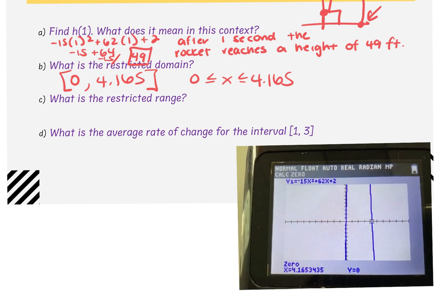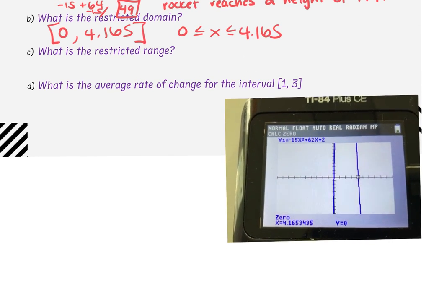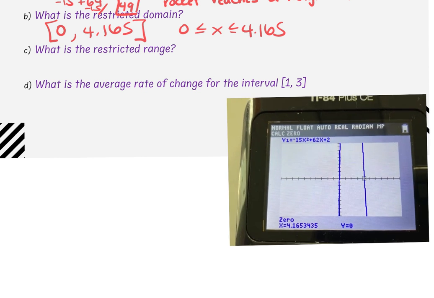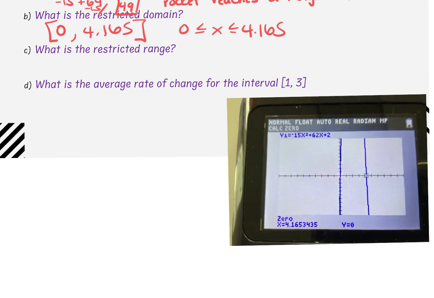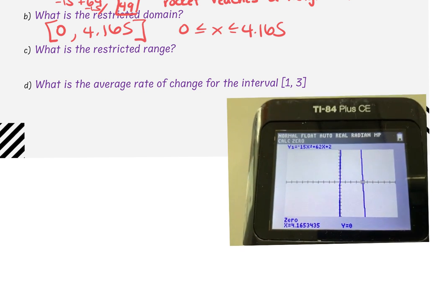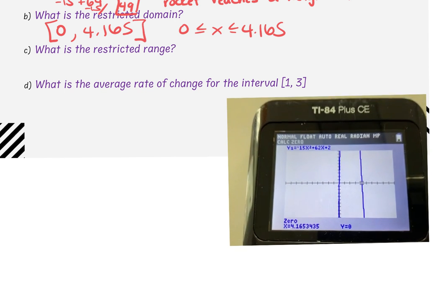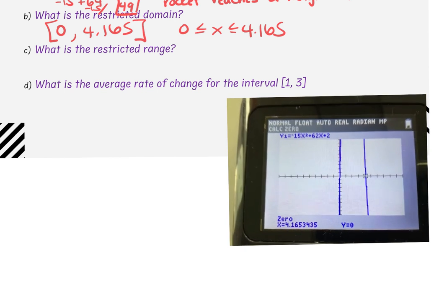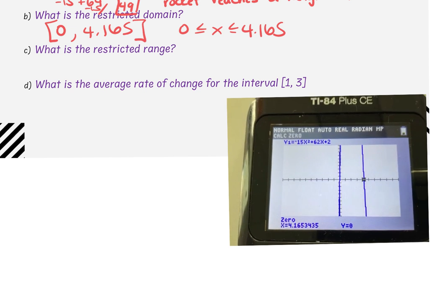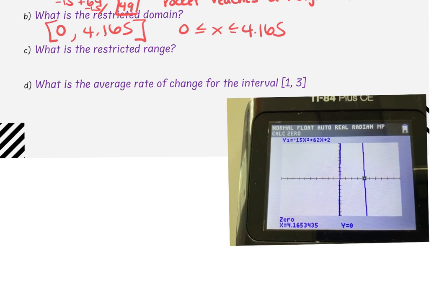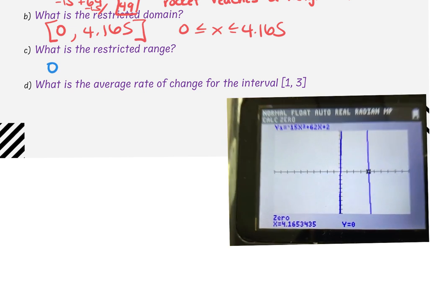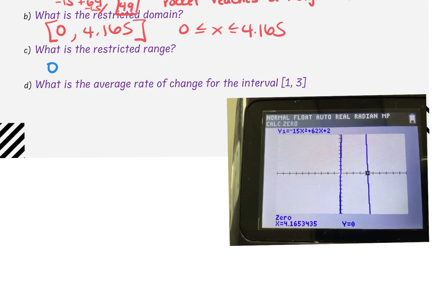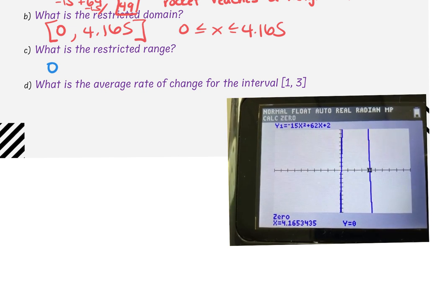Second part, or third part on this one, says what's the restricted range, okay? Obviously on my parent function, that's a parabola, those arrows point down, and technically the range is going to go to negative infinity. But we said this rocket is stopping at our x-axis, right? So what's the lowest y? 0. And what's the highest y? It's the y coordinate of my max, right?